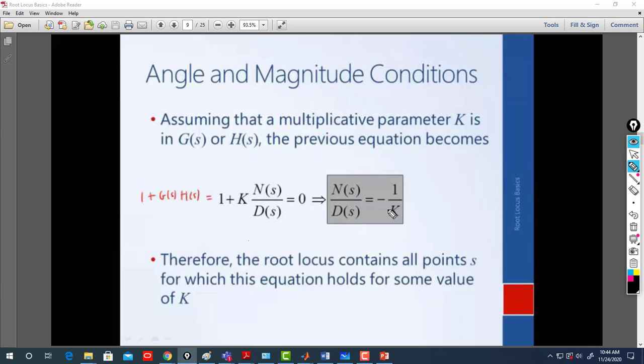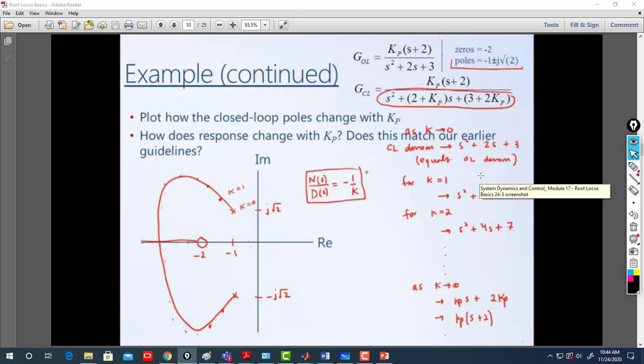If we have it this way, the root locus contains all points s for which this equation holds for some value of k. So that's the definition of root locus. Yeah, to explain what I just said in a minute, and so that's the last slide.